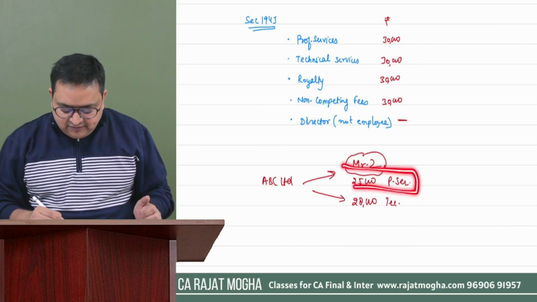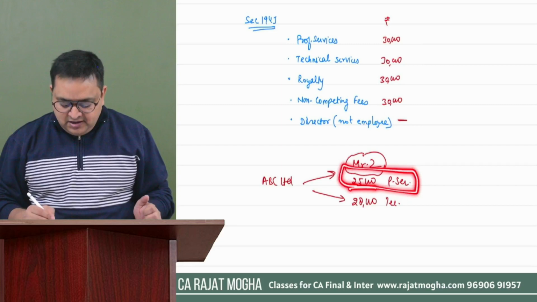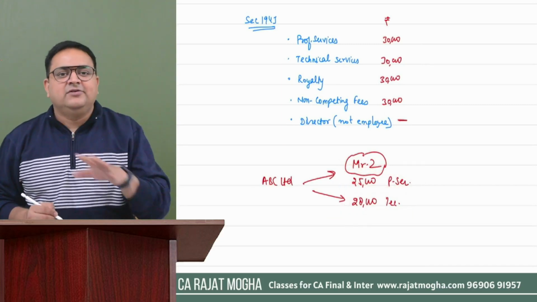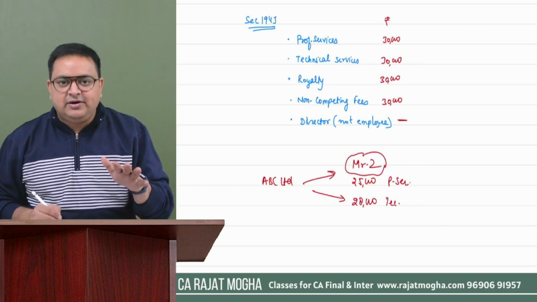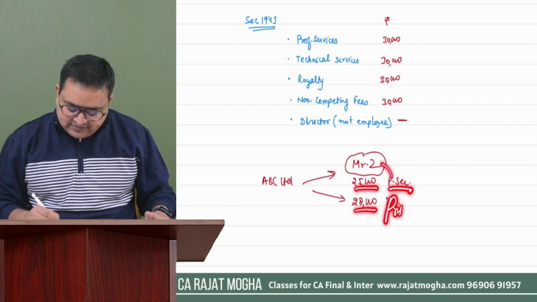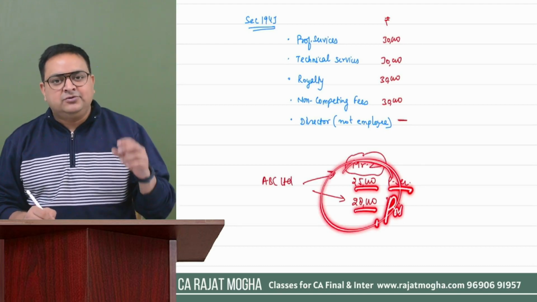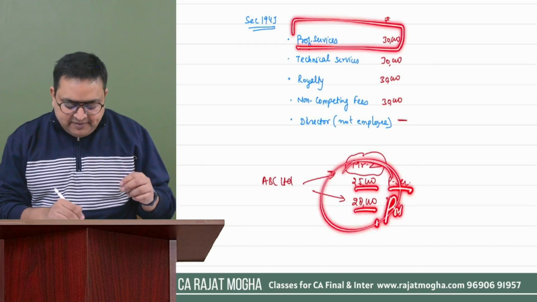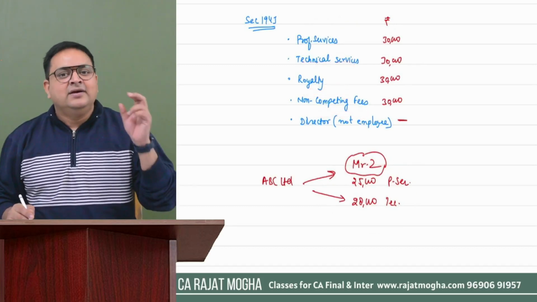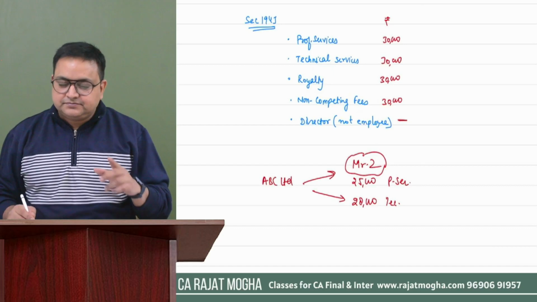So for professional services, this is 25,000, which is not more than 30,000. For technical services, again, it is not more than 30,000. TDS will not apply. You can pay the entire amount, TDS will not apply. But if this 28,000 would have been professional, then you can club for professional. So for professional services, keep it separate. For technicals, royalty, non-competing fees, keep it separate, right?